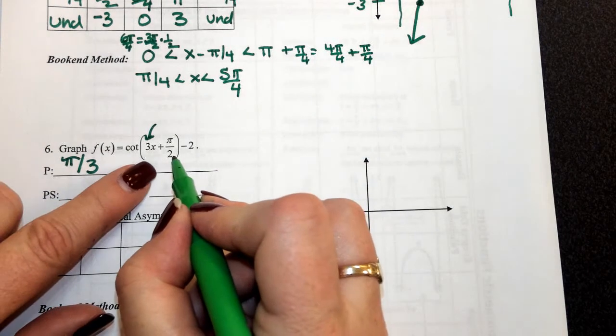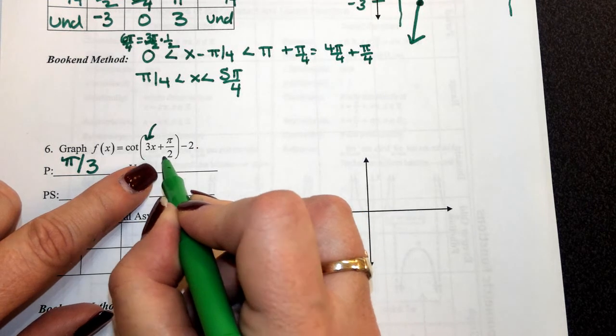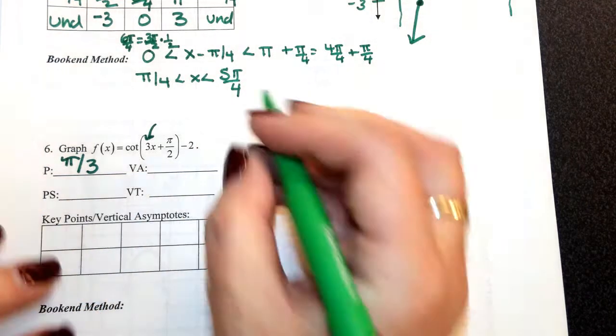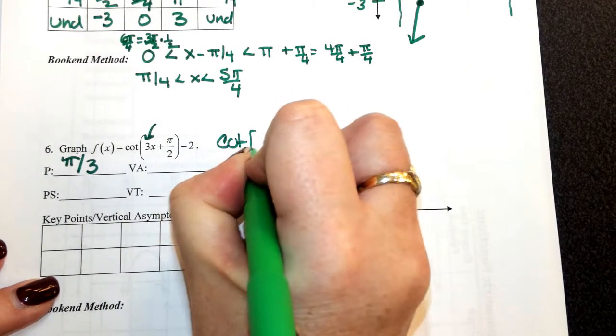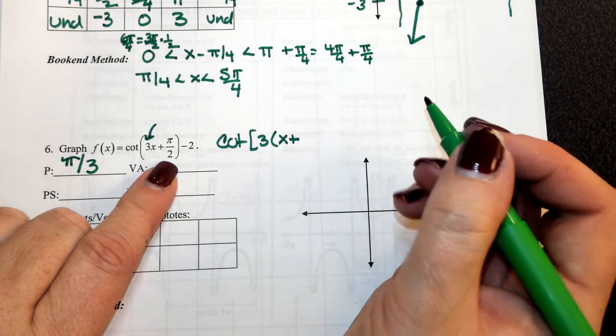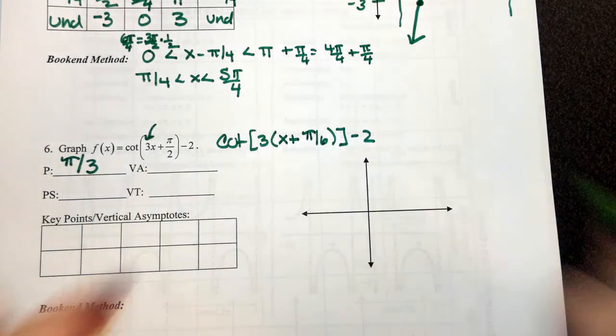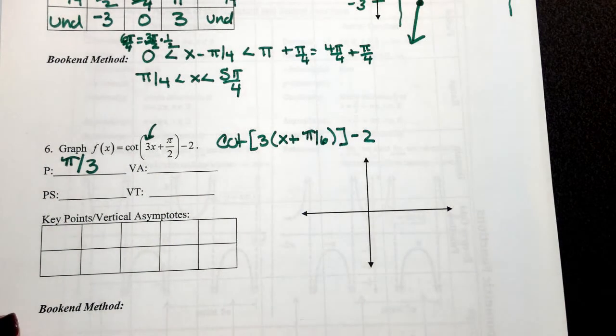What are we going to have to do with this equation to identify the phase shift? Just like we've been doing for all of them, what do we have to factor out? We have to factor out a what? 3. So that's going to be x plus... We have to divide by 3 or multiply by a third, so that's going to be pi over 6 minus 2. So now what's your phase shift going to be?